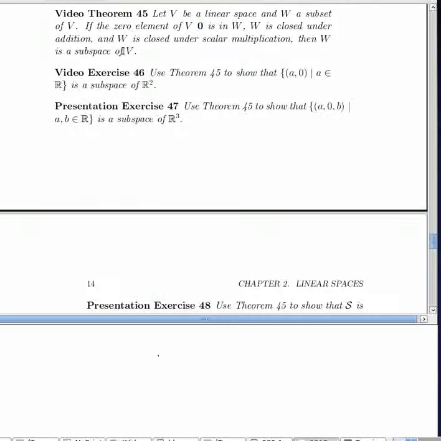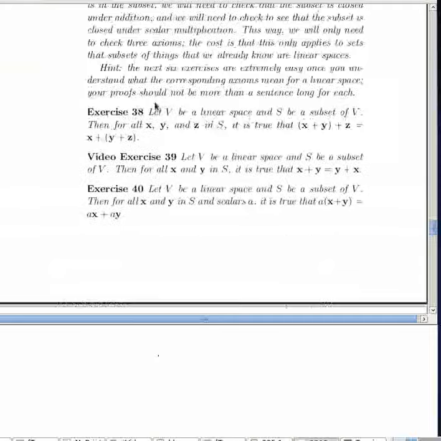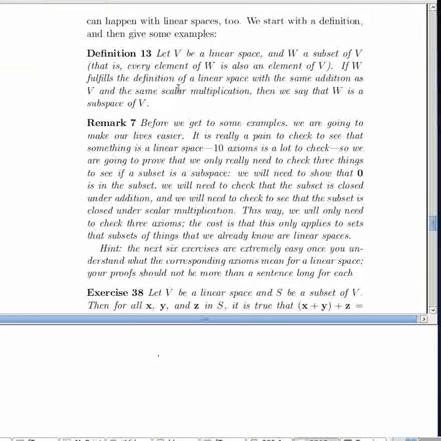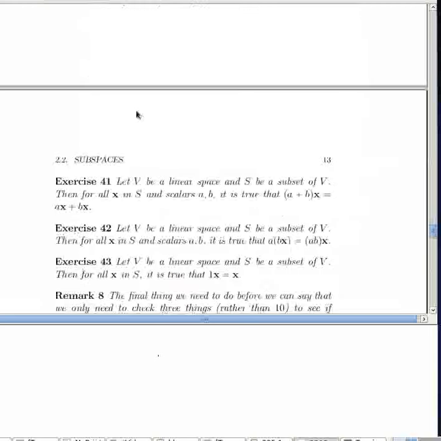Well, what do we need to show? I'm actually probably not going to write anything for this because we've done all the work already. For a subspace, we can look at the definition here. If W fulfills the definition of a linear space with the same addition and the same scalar multiplication, then W is a subspace. So we need to show that W is a linear space in its own right.